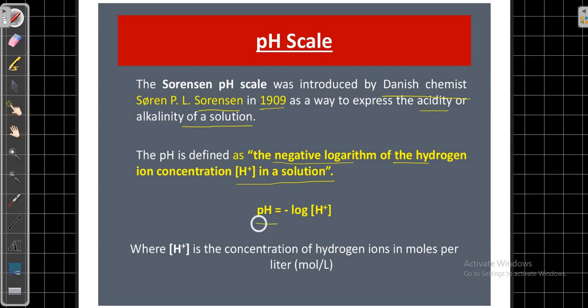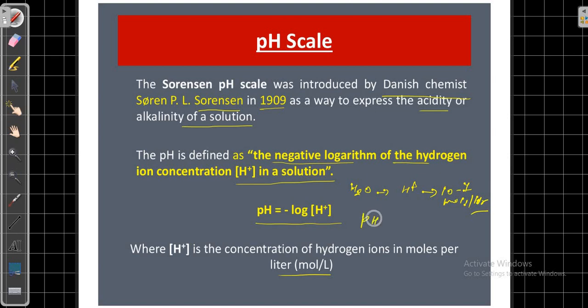So what is the pH? pH is the negative logarithm of the hydrogen ion concentration. And you can see where H plus is the concentration of hydrogen ions in mole per liter. In case of water, we know what is the concentration of the H plus ion? It is 10 to the power -7 mole per liter. So we can calculate the pH of the water.